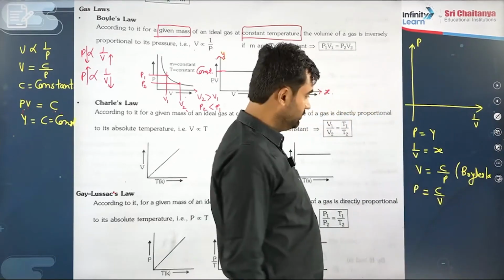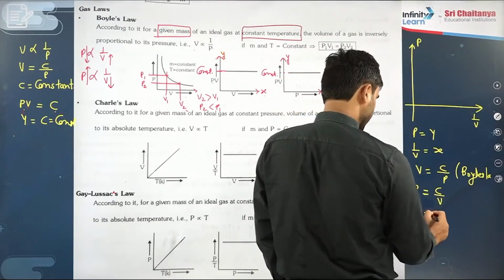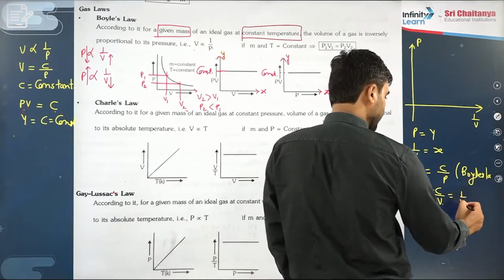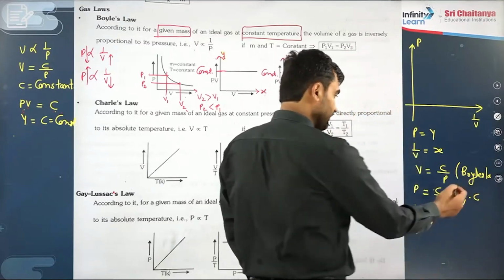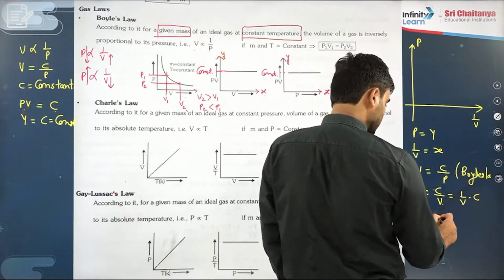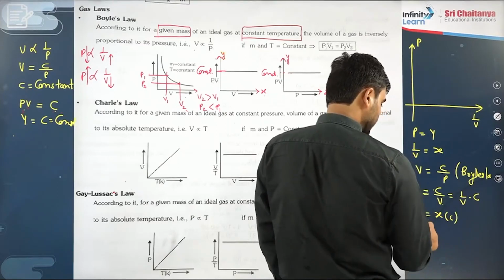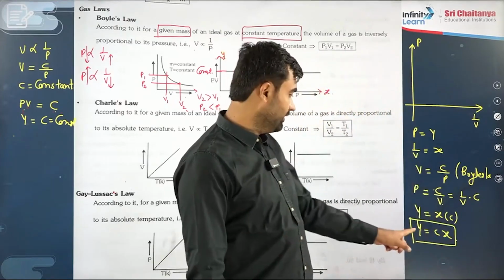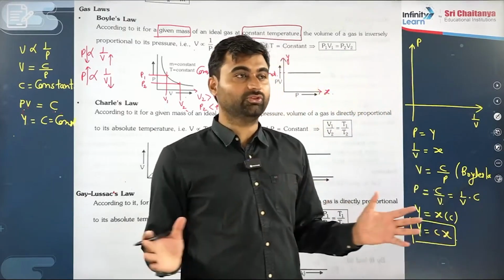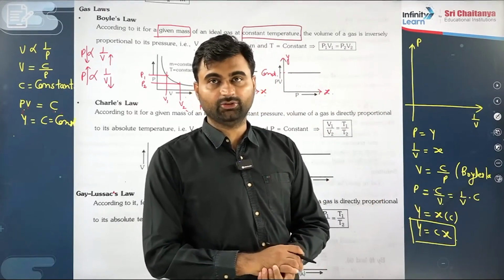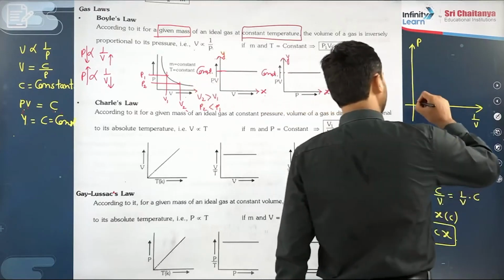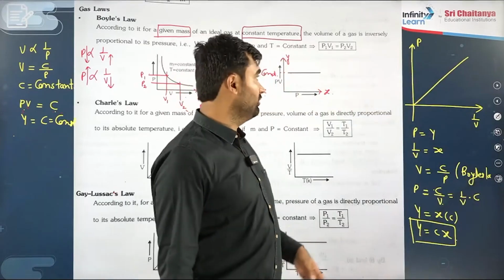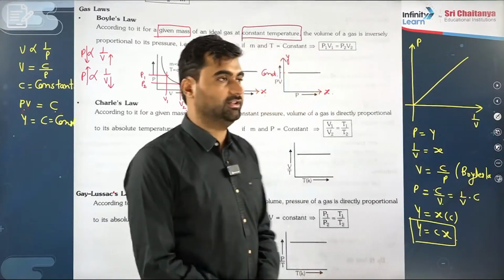Okay. Now P is Y and 1 by V is X. 1 by V, we can write it as 1 by V into C. So 1 by V is X and C also, otherwise Y equal to CX. So this is a straight line, right? Y and X both are directly proportional, so this graph is a straight line. You agree or not? So the graph will be a straight line, right? Okay, so we understood the graph between pressure and 1 by V will be a straight line.